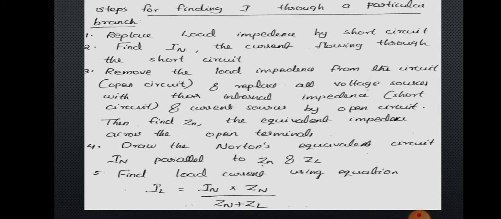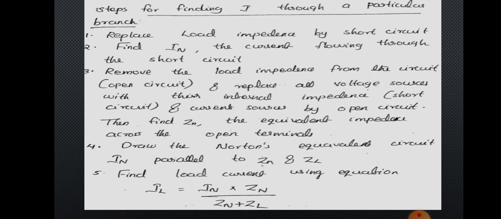And in the fourth step, we can draw the Norton's equivalent circuit by drawing IN parallel to Zn and ZL. And then we can find the load current by using the equation IL equals IN times Zn divided by Zn plus ZL.